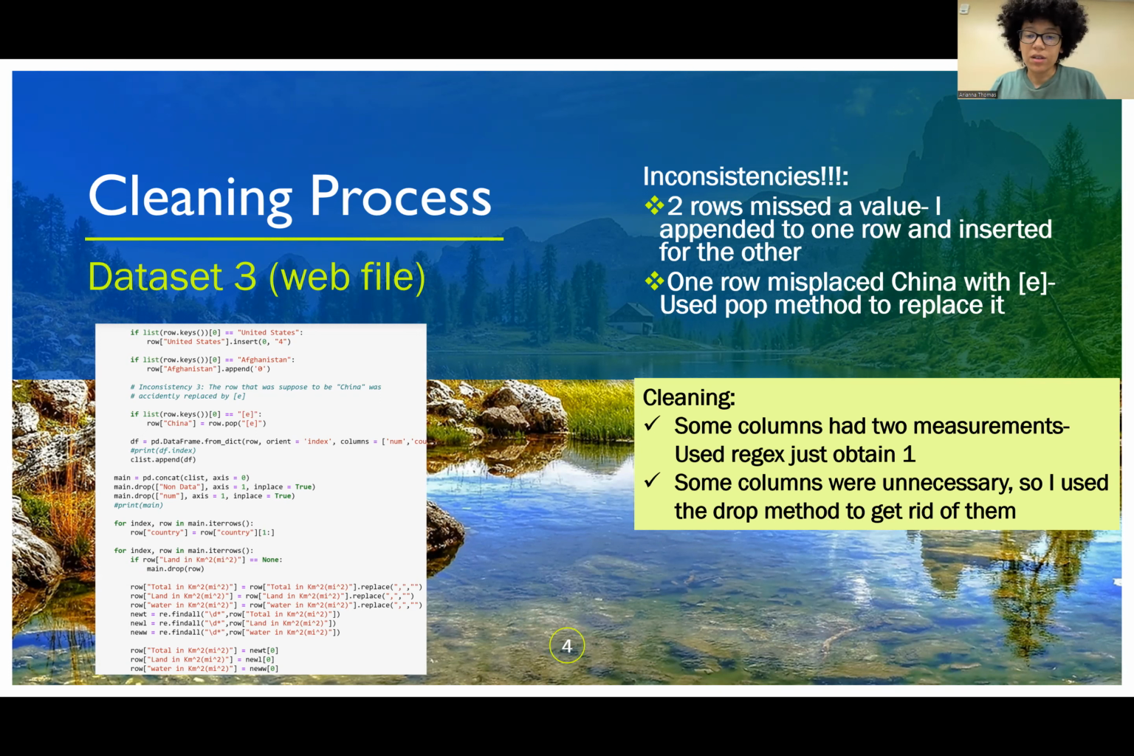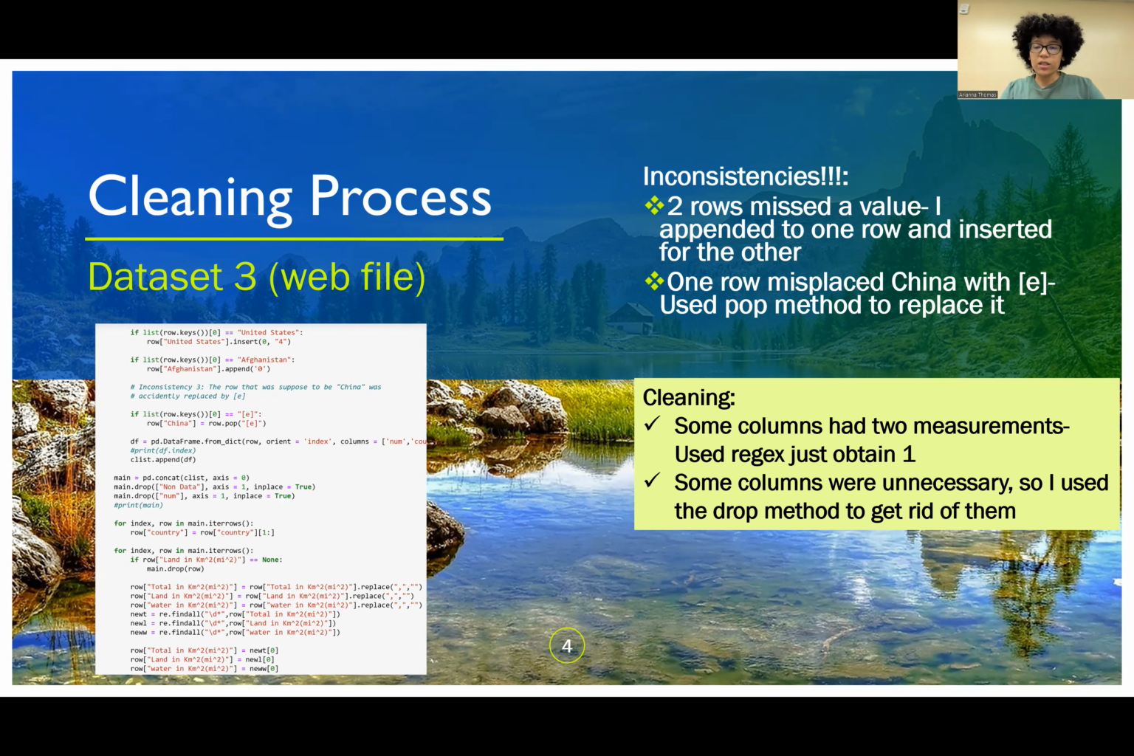And then one of the rows that was supposed to say China, which said China on the website, got switched to a bracket E. That was because to the left they had another random column with an E next to it, and so it replaced it when I downloaded the data.